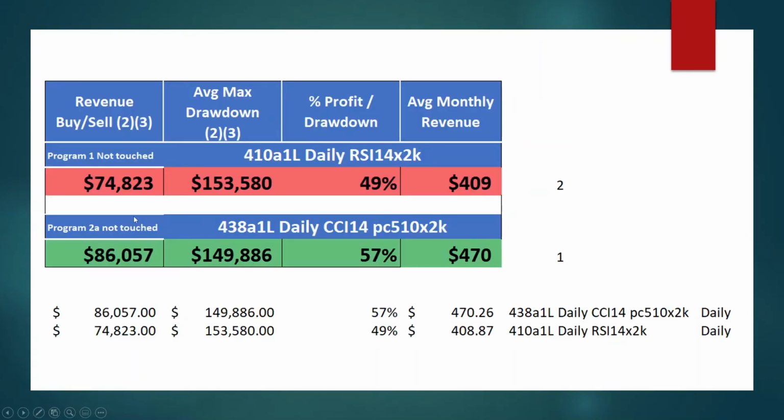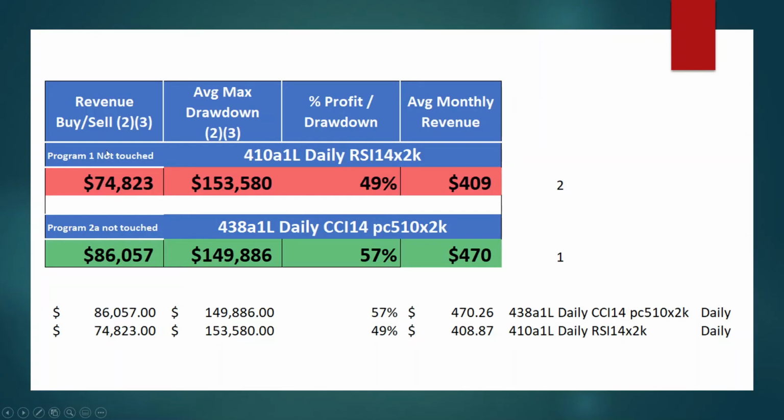This is a summary between the two. So you can see here our CCI14 strategy generated revenue of 86,000, maximum drawdown 149. So profit over drawdown was 57%. So we're looking for a higher profit over drawdown number, and that's the monthly revenue estimate.